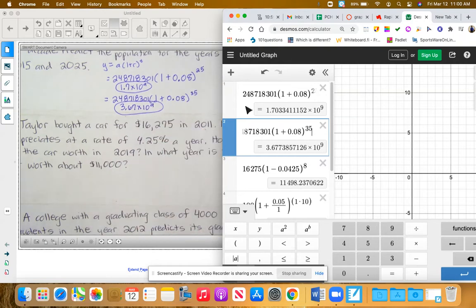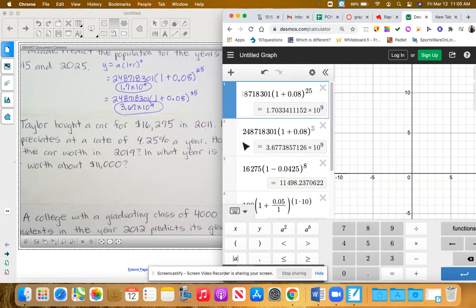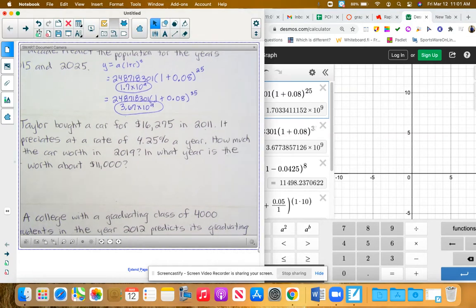So again, these numbers are in scientific notation, so just a shorthand to help us with the problem. The numbers are so big that Desmos had to put it in scientific notation. But nothing's wrong as long as you typed it in correctly. It's just sometimes the numbers are so big, calculators have to shorten it for us, so they put it in scientific notation. Okay, let's try another one.